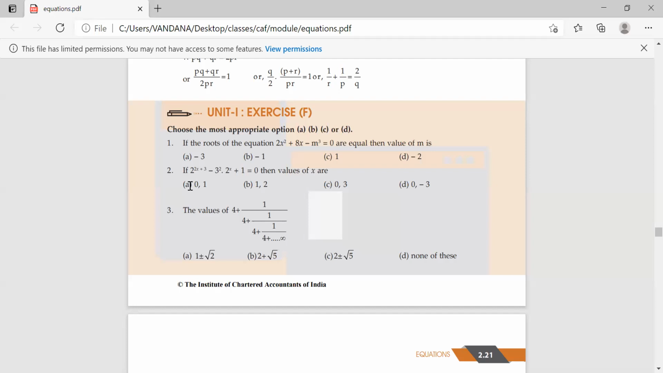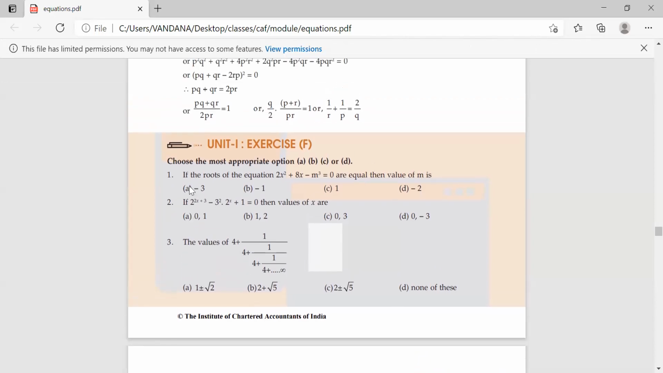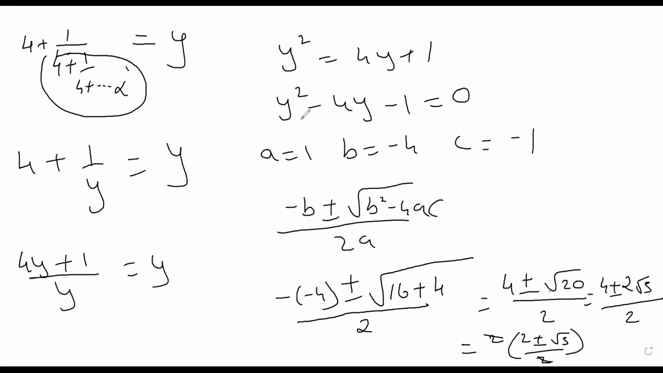ये थोड़ा सा अलग सम है और इसमें आप अल्टरनेटिव के साथ सॉल्व नहीं कर सकते. You have to find the value and this is up to infinity. So 4 plus 1 upon 4 plus 1 upon. So I will take this as one variable. So this also becomes the same variable. So 4 plus 1 by y is equal to y. And then you will solve that quadratic equation. और आप देखो इधर इसको सिंपली भी नहीं सॉल्व कर सकते क्योंकि इसका कोई सॉल्यूशन नहीं आता है. तो we will solve it by this method.